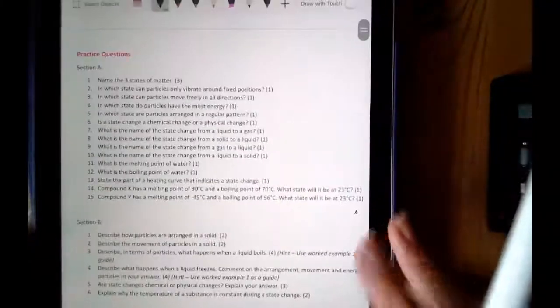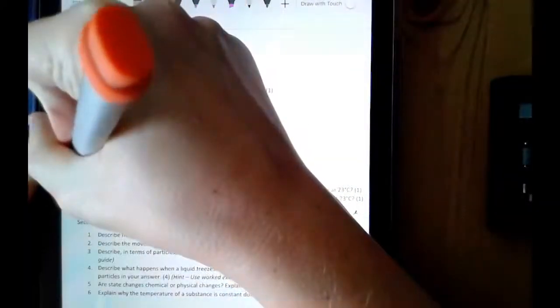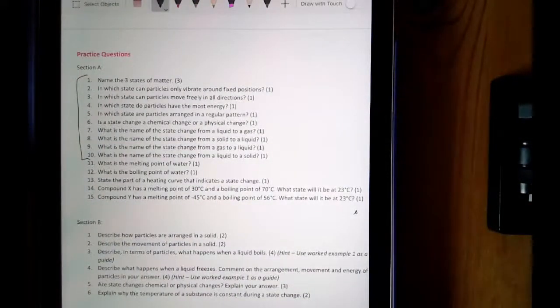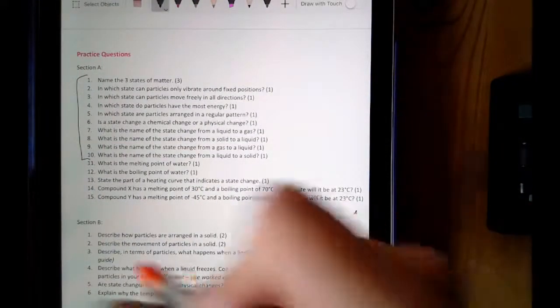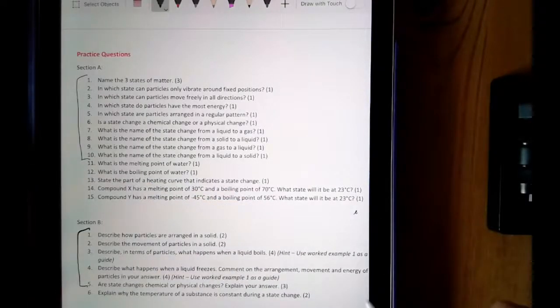There are a few practice questions. Section A are all short one-word answers. Have a go at just doing questions 1 to 10. Section B is slightly longer. Have a go at doing questions 1 to 5. Pause this video, have a go, and press play when you're ready to see the answers.